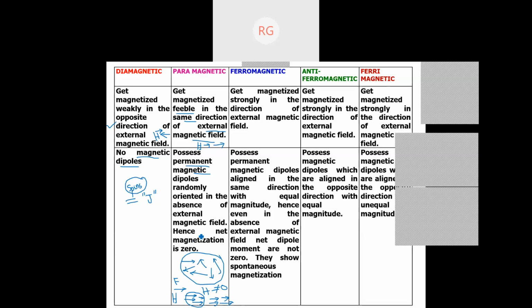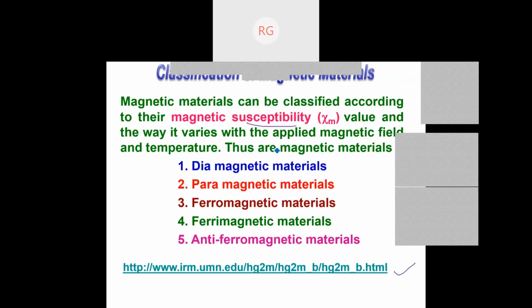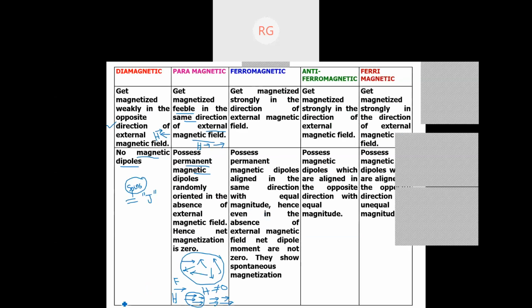So this is the spins alignment in paramagnetic materials. Whereas if I go for the next magnetic materials, that is ferromagnetic materials, these ferromagnetic materials get strongly magnetized in the direction of the external magnetic field. That means if H is in this direction, the applied field is in this direction, and once the ferromagnetic material is placed in the external field, they also get magnetized.